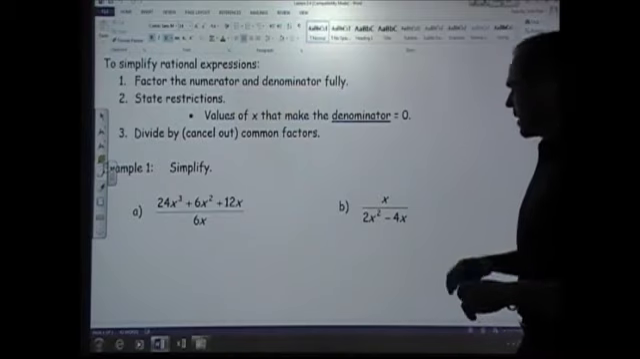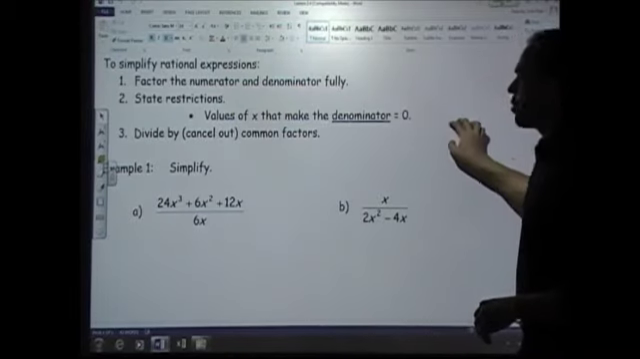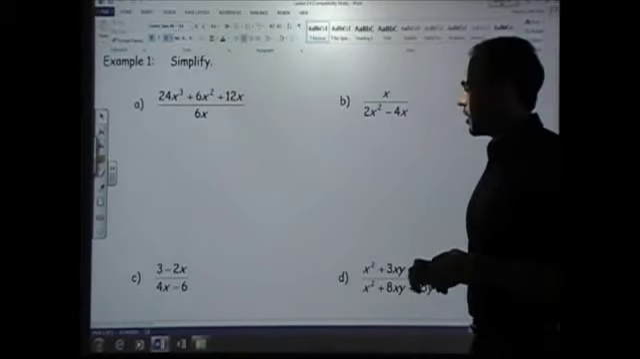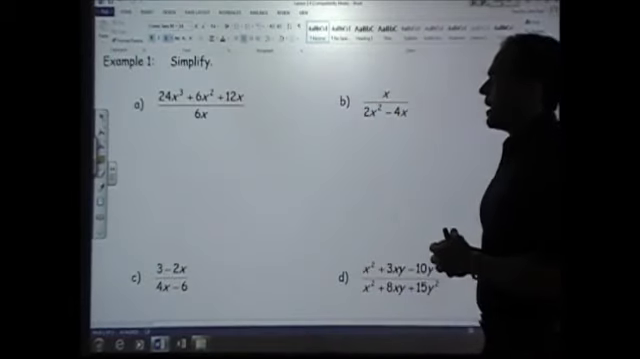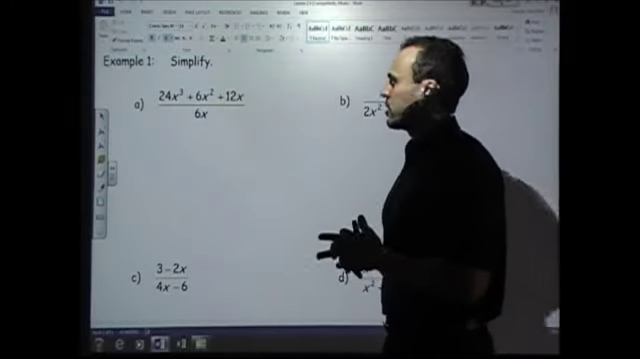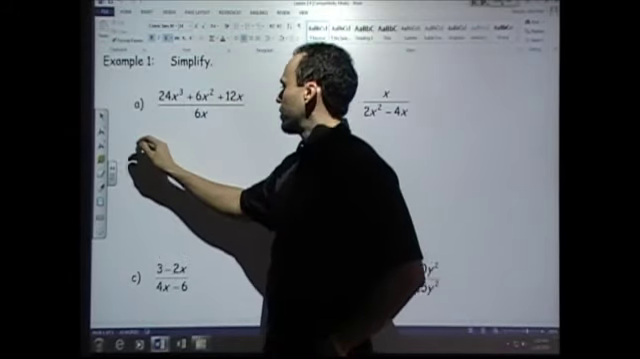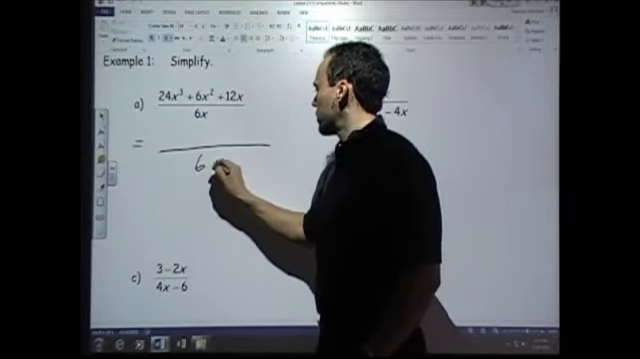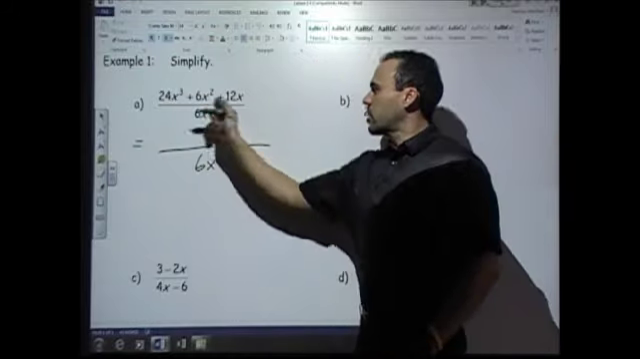Now, of course, you have to be an expert at factoring in order to do these questions, so you have to make sure you're good with factoring. So let's take a look at question A. It says simplify. Whenever it asks to simplify, let's remember the 3 steps. First step is factor everything. So the top I can actually factor. The bottom I can't factor, it's just 6x. It's done. But the top I can factor.